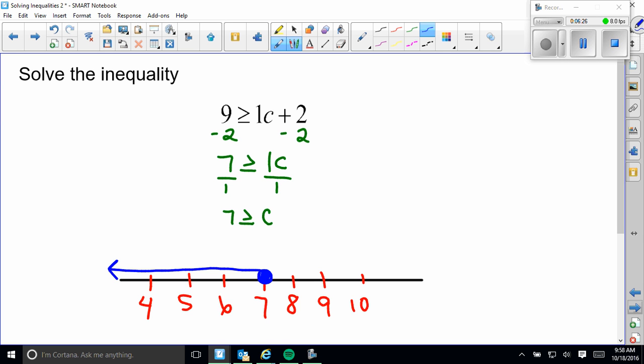So right now what I want you to do is write down three amounts of candy that they can buy based on what we just saw. Go ahead and pause the video and write down your 3 amounts.